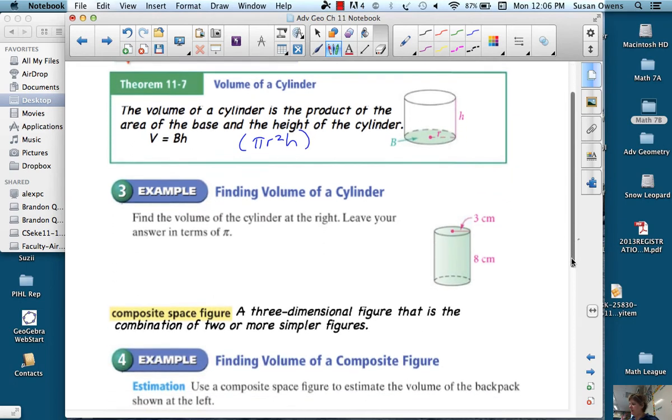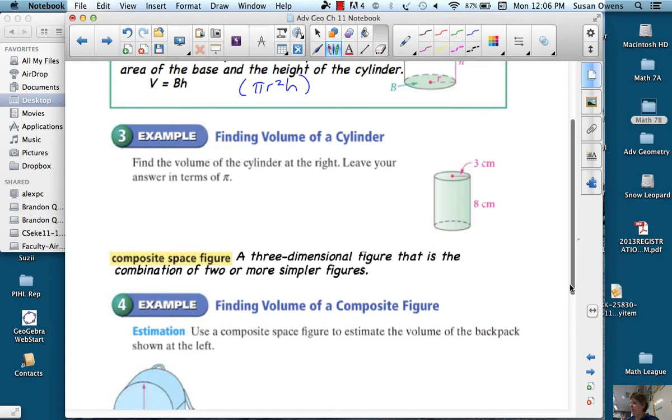For the next one, they want me to leave my answer in terms of pi. The base is a circle, and the radius is 3. So the volume is going to be the base times the height. So it's going to be pi times 3 squared, and the height is 8. So this is going to be 9 times 8, or 72 pi, and check our units, centimeters cubed. Done.